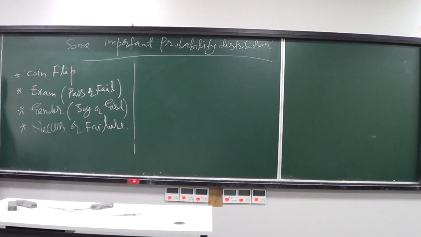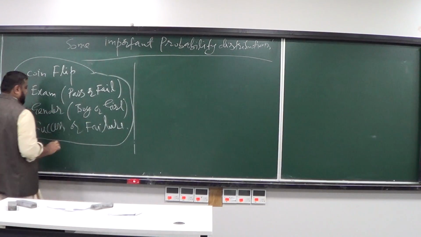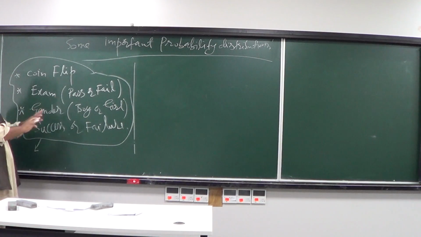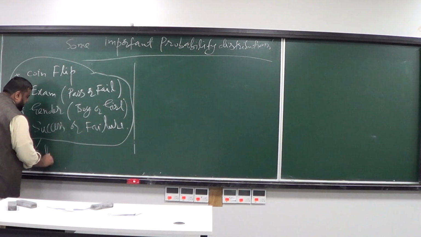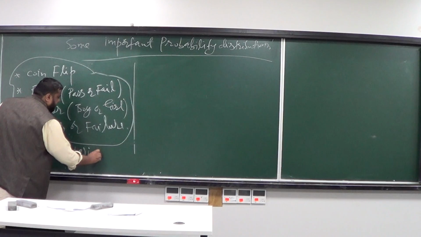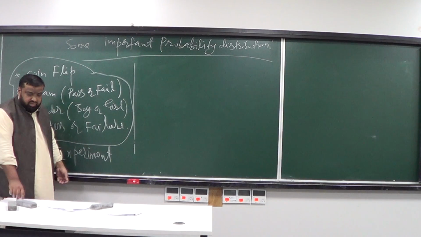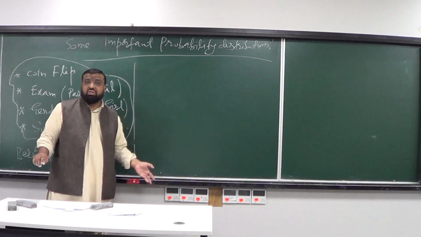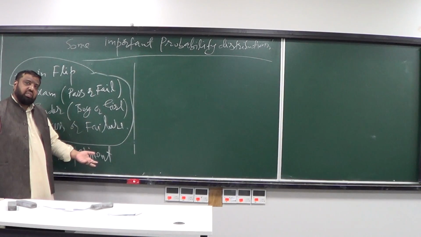So you can put all of this in a single box, or you can call all such experiments the Bernoulli experiment actually. Bernoulli experiment. Okay. So now, what do we mean by a Bernoulli experiment? It's a kind of random experiment in which there are only two possible outcomes actually. And you call one of the outcomes a success and you call the other outcome a failure actually.